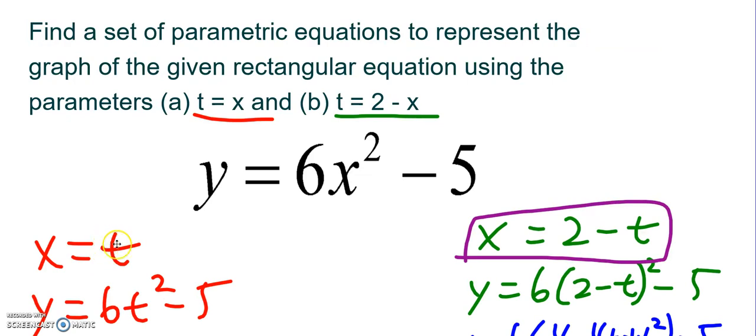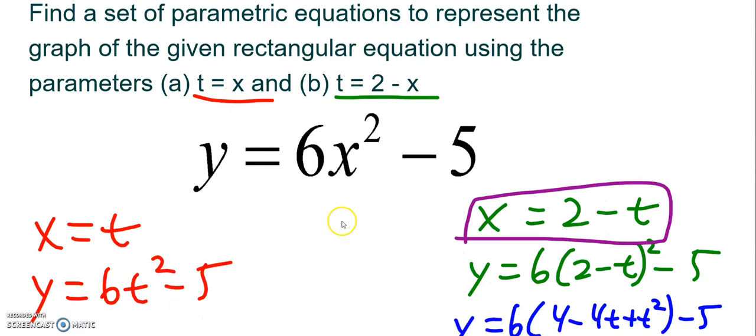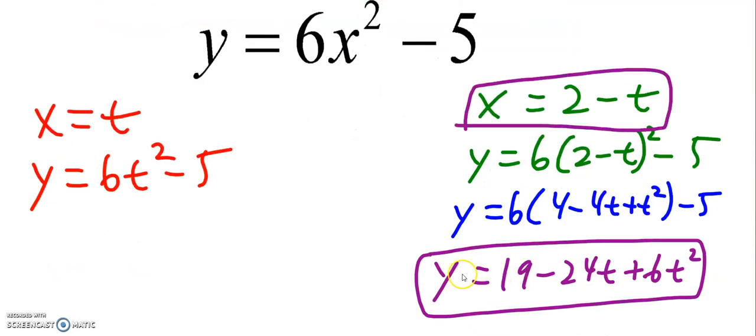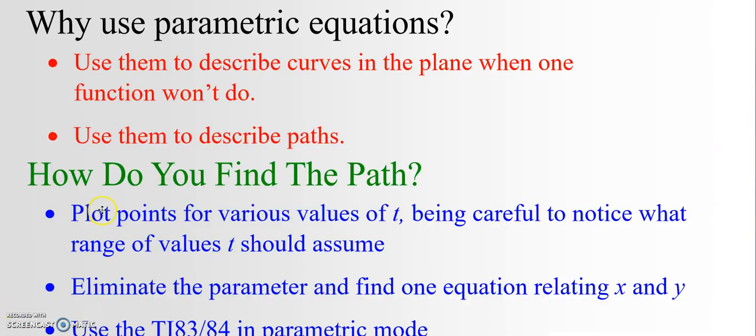All right, so for part A, it is this straightforward. t equals x, therefore my parametric equations are x equals t and y equals 6t squared minus 5. For part B, still pretty straightforward. If t equals 2 minus x, then x equals 2 minus t, and I can plug that into my y equation, y equals 6 times the quantity 2 minus t, squared, minus 5. Multiply that out if I want. Again, it doesn't matter. y equals 19 minus 24t plus 6t squared. Okay, so it's that straightforward when we are going from rectangular to parametric.